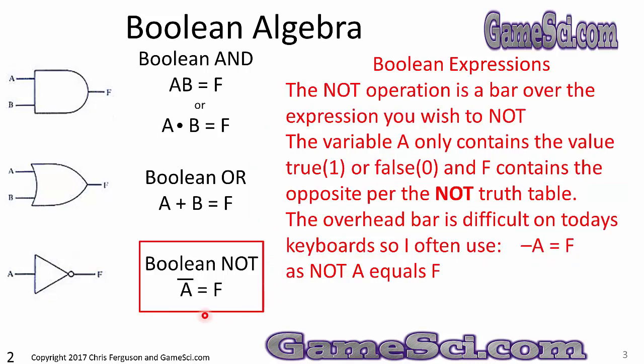Boolean NOT, A with a bar over it equals F. The NOT operation is a bar over the expression you wish to NOT. The variable A only contains the value true/1 or false/0, and F contains the opposite per the NOT truth table. The overhead bar is difficult on today's keyboards, so I often use minus A equals F as not A equals F.